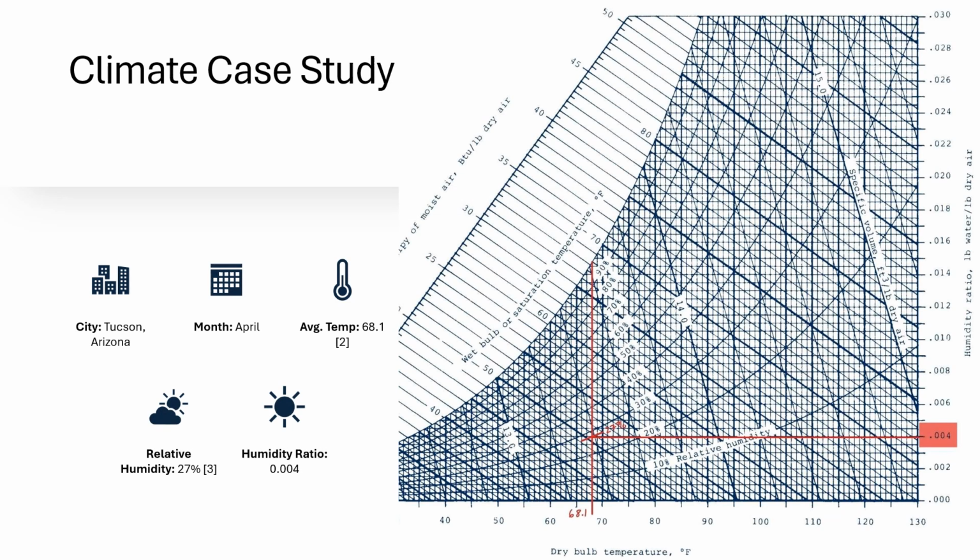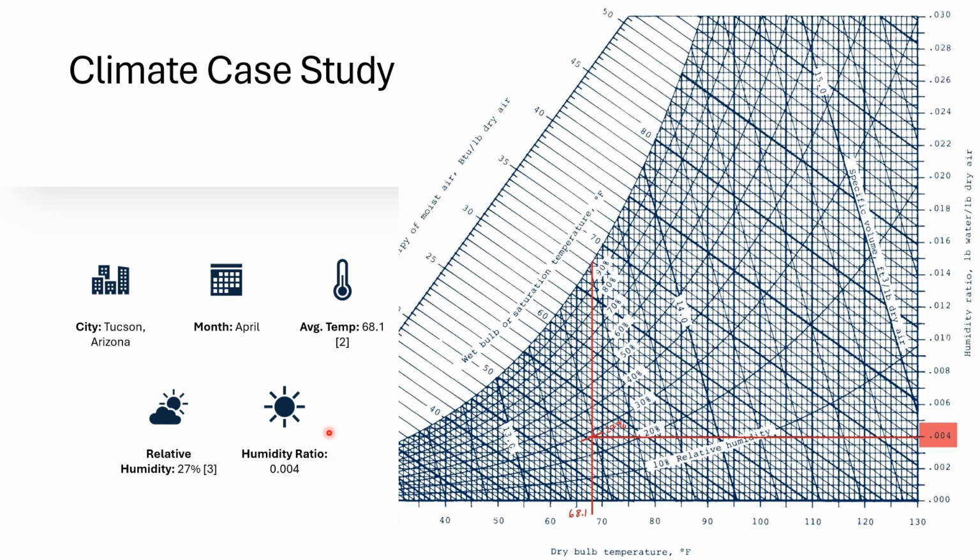In order to do the analysis, we need to choose a climate, and I chose Tucson, Arizona, which is where I live. I also chose the month of April, which is when this recording was taken. The average temperature is around 68.1 degrees Fahrenheit with a relative humidity of 27%.